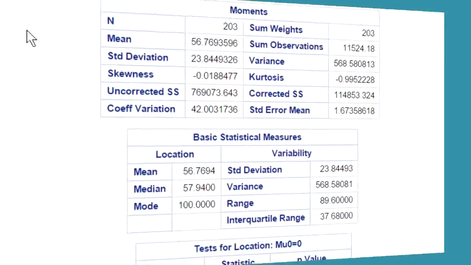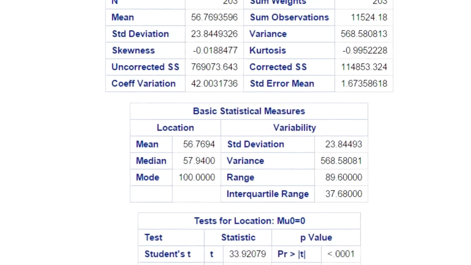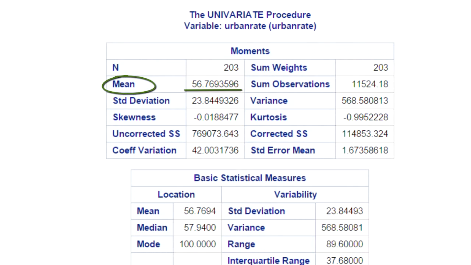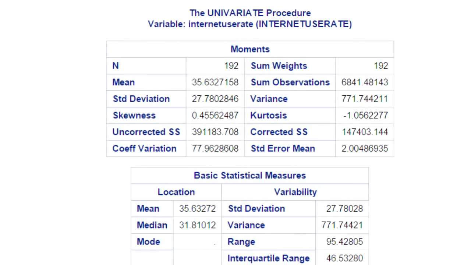We can see that for urban rate, the mean percent of the population living in urban settings is about 57%. The standard deviation is about 24%, suggesting that there's quite a bit of variability from country to country in terms of the proportion of the population living in urban settings. For internet use rate, on average, about 35.6% of the population across these individual countries has access to the World Wide Web. Again, with a standard deviation of 27.8, there seems to be quite a bit of variability from country to country. But is there a relationship between these two variables?